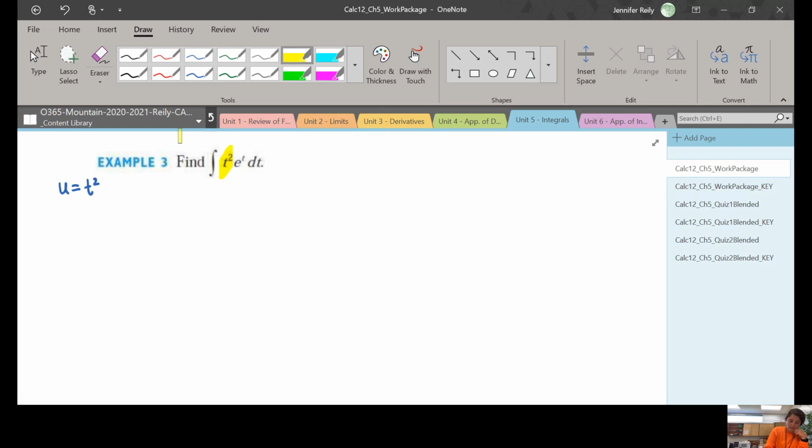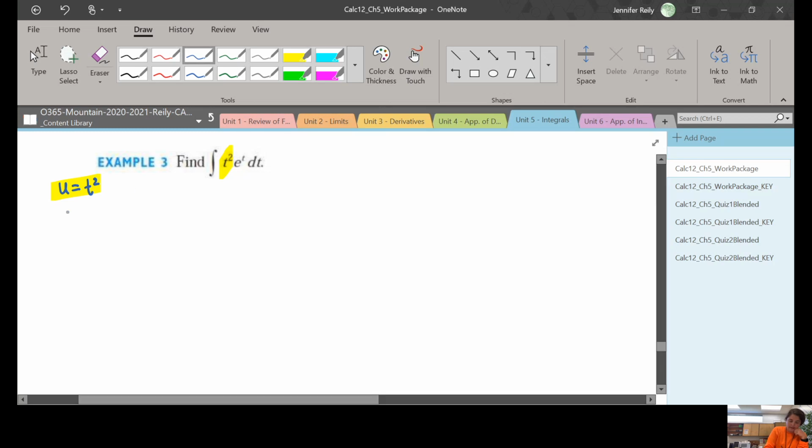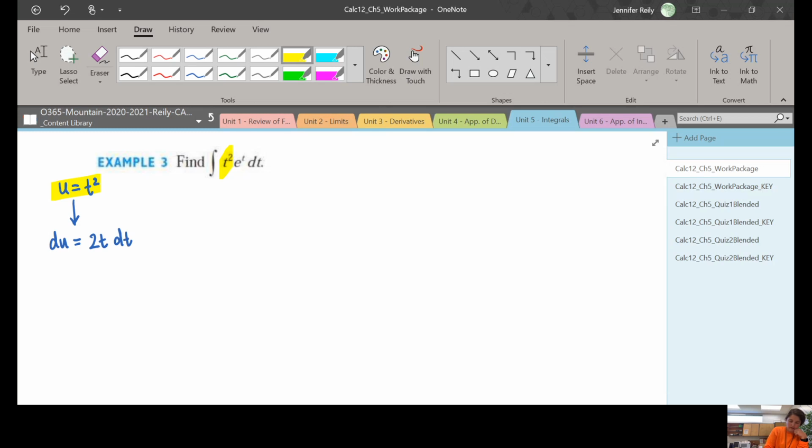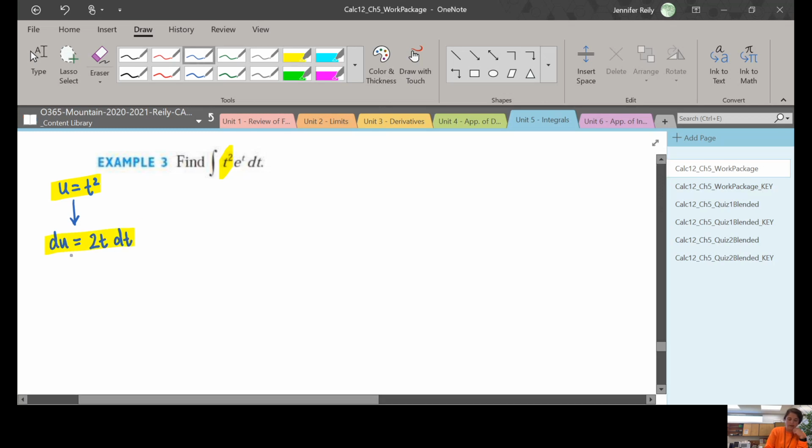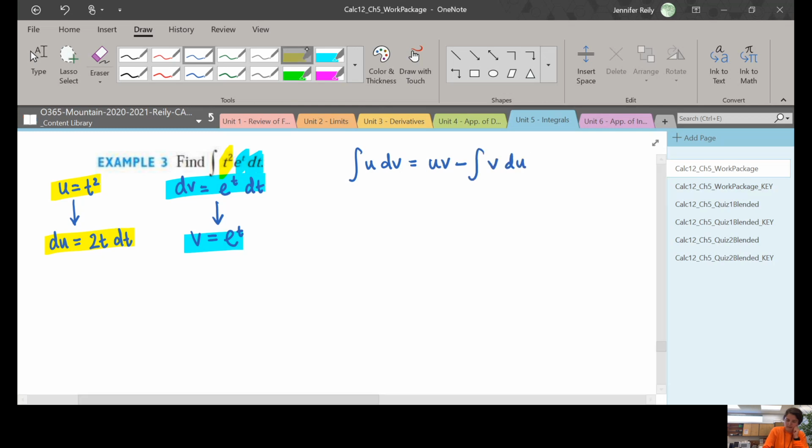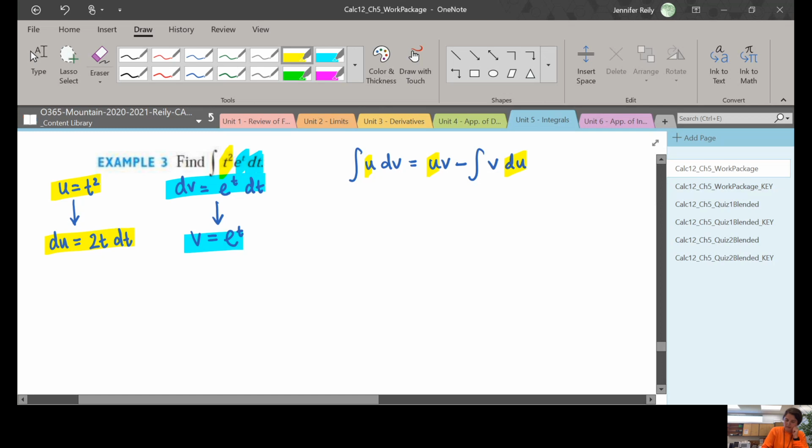So u is going to be t squared, and that means my du is going to be 2t dt. So once you get comfortable, you can already write the derivative in the rearranged form. My dv is going to be e to the t dt, and that means the antiderivative, v, will be e to the t. Okay, so let's write my little formula. Integral of u dv equals uv minus integral of v du. All the u terms, all the v terms.